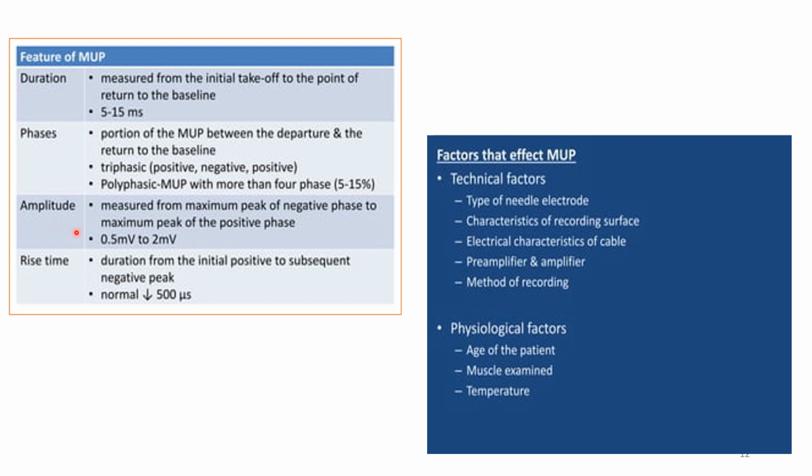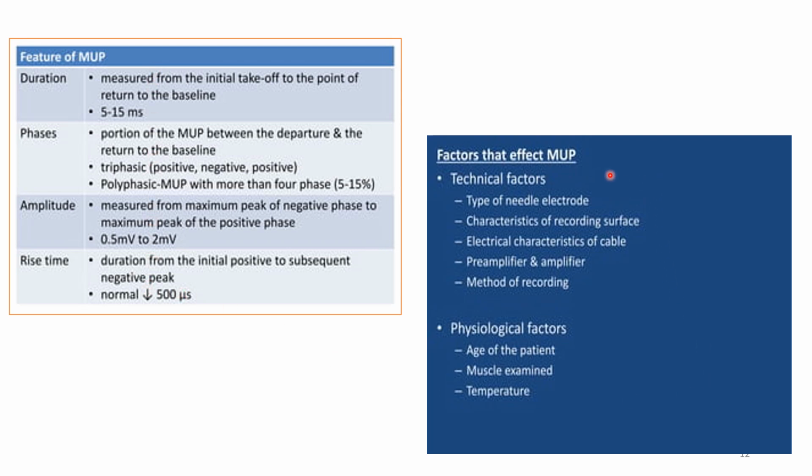Coming to the amplitude, it will be from 0.5 millivolts to 2 millivolts. That is measured from the maximum peak of the negative phase to the maximum peak of the positive phase. That is the amplitude. Now coming to the rise time, that means the duration from the initial positive to the subsequent negative peak. What is the time? Normally it is below 500 microseconds. These are the features of a motor unit potential.